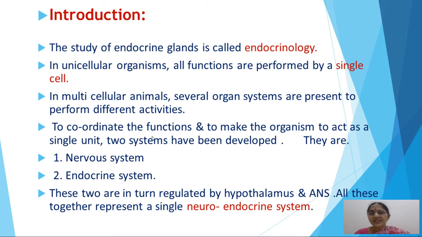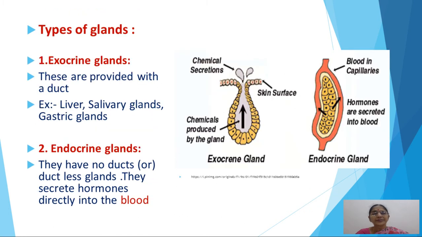To coordinate the functions and to make the organism act as a single unit, two systems are developed. They are nervous system and endocrine system. These two are in turn regulated by hypothalamus of brain and autonomic nervous system. All these together represent a single neuroendocrine system. Neuro is related to nervous system, endocrine is related to endocrine glands. So this neuroendocrine system regulates all the activities of the body.